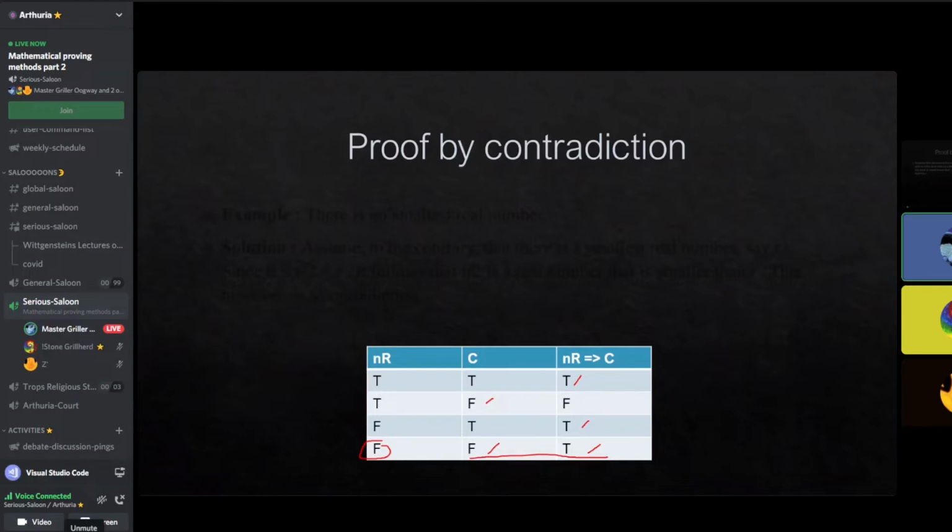Okay, let's take an example: there is no smallest real number. Does anyone maybe have an idea how we would approach this statement? A big hint is, of course, that we will be using proof by contradiction here.